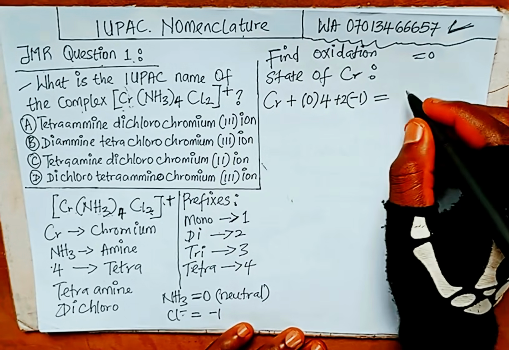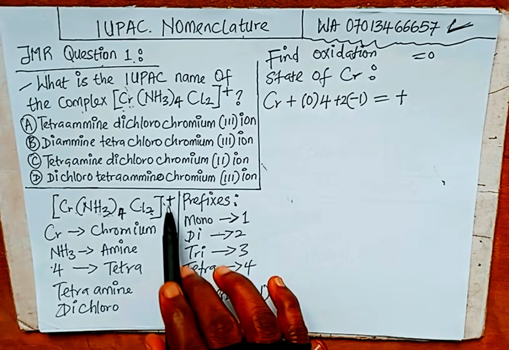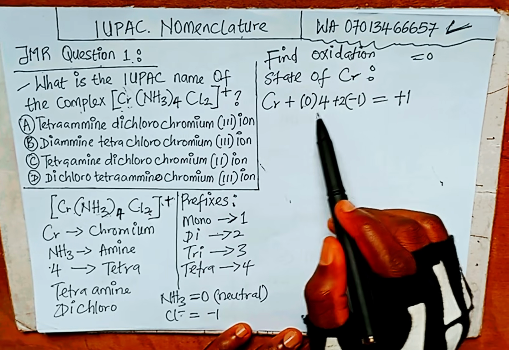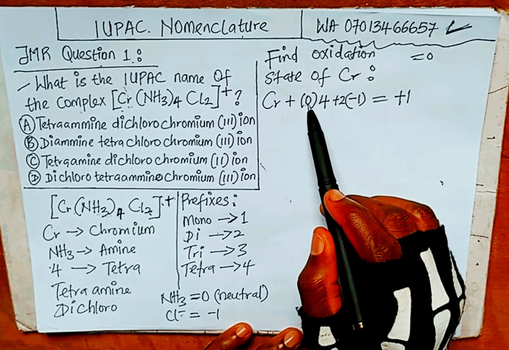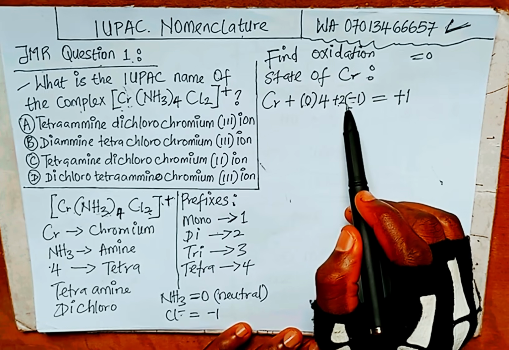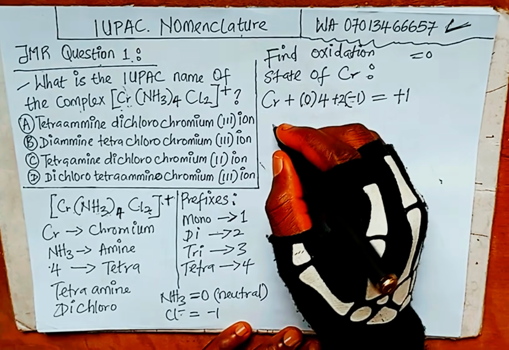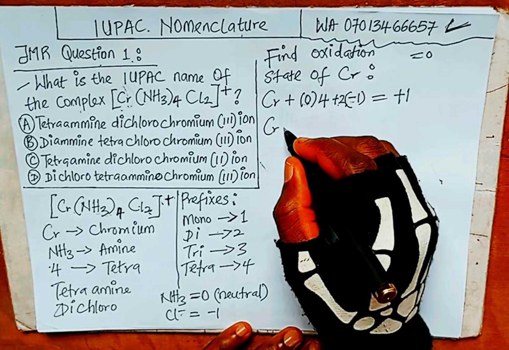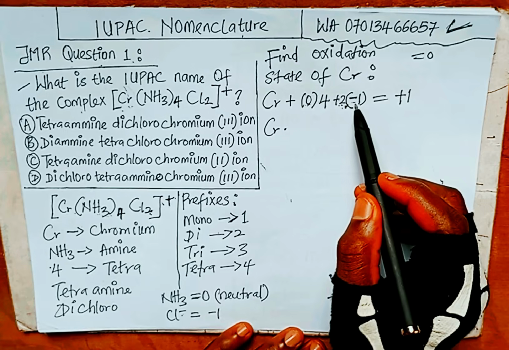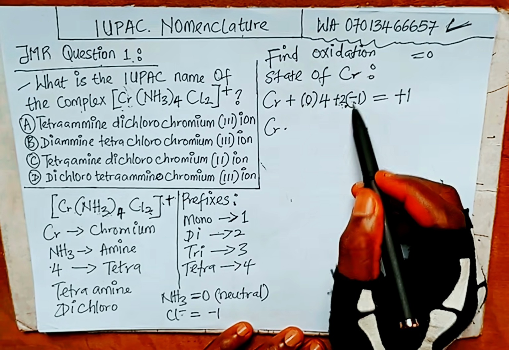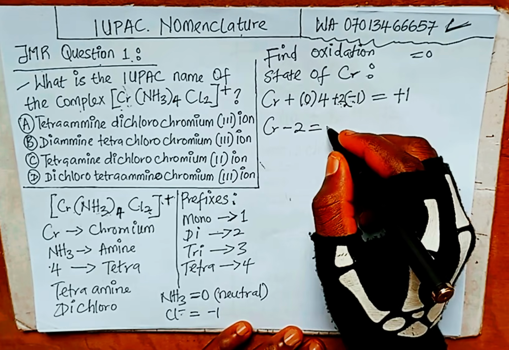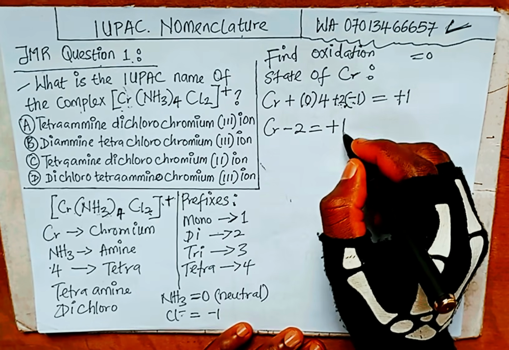It will now be equal to what? The sum of all the oxidation states, which is +1. So to simplify this, we are going to open all the brackets. 4 times 0, this one is 0, plus 2 times -1. Bringing everything down, we have Cr, 0. This one has 0, we don't need to put it. So 2 times 1 is 2. Plus times minus is minus. So we now have -2, equal to +1, the sum of the charges.